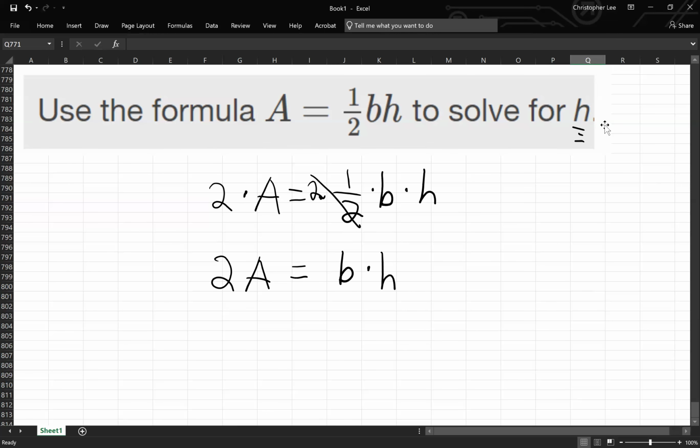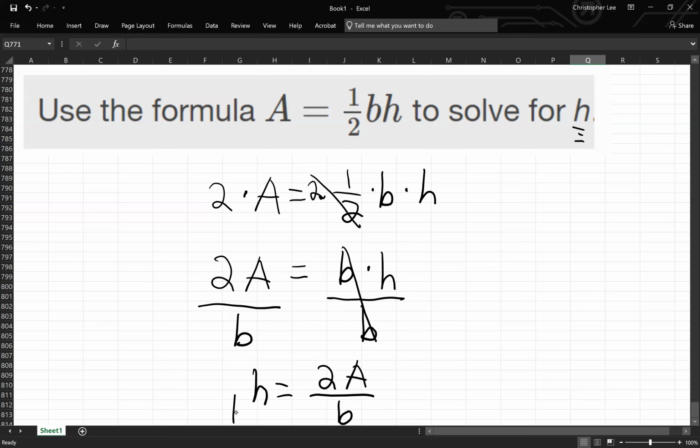What should I do after that? Divide by B, right? What I do to one side, I gotta do to the other. So H is equal to 2A over B. Any questions? Anybody? Good? All right.